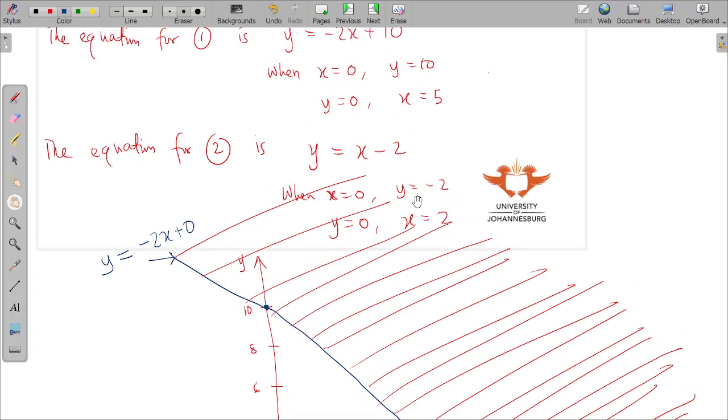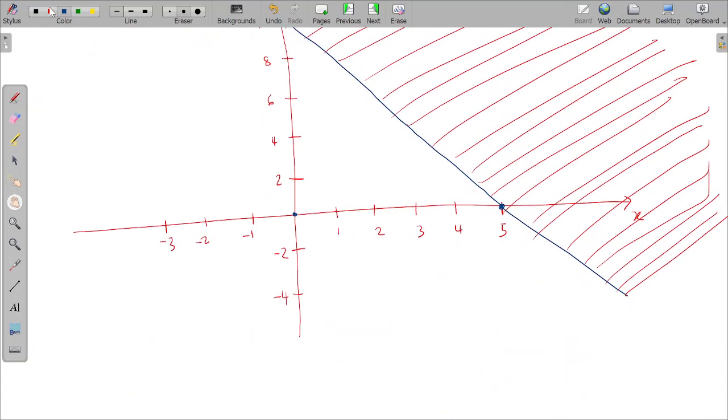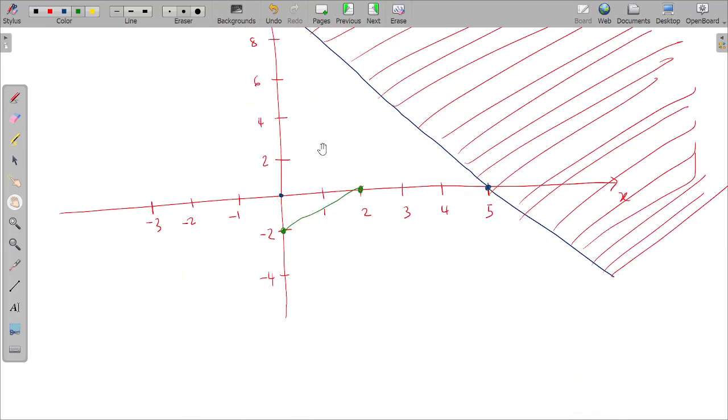When x is 0, y is minus 2. And when y is 0, x is 2. Y greater or equals to x minus 2. You see? So again, I'm drawing a solid line.